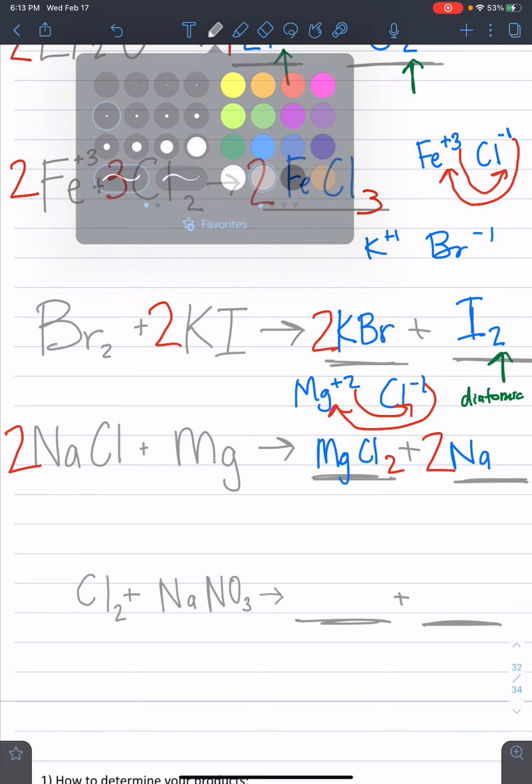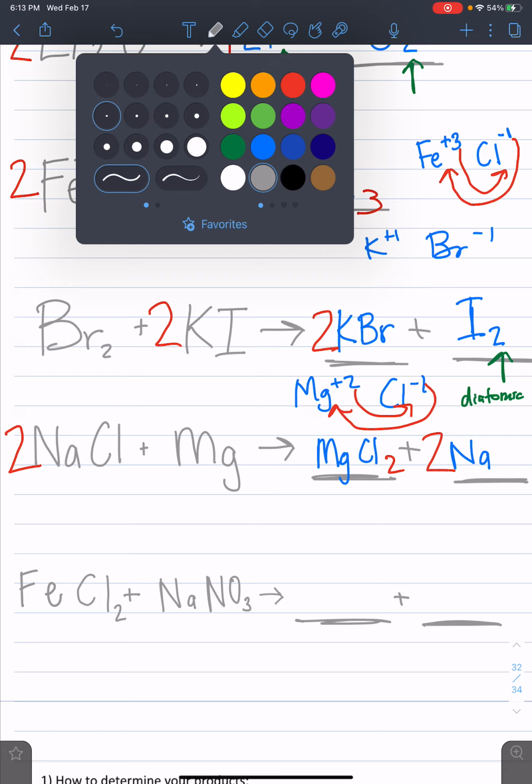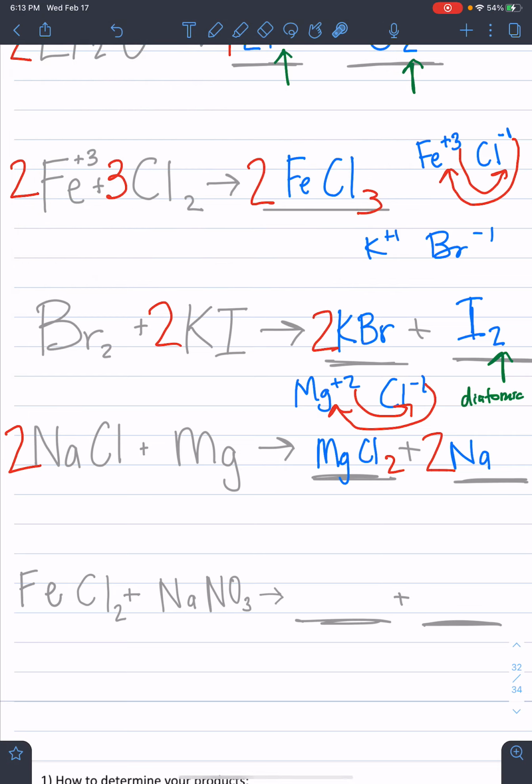But let's just change this really fast to help you see multiple things here. Let's put in an Fe here. So we're going to have FeCl2, and you're going to have an NaNO3. Now this one, there's multiple things going on here. First off, you'll notice that it's 2 different elements, and this one actually has 3 different elements.